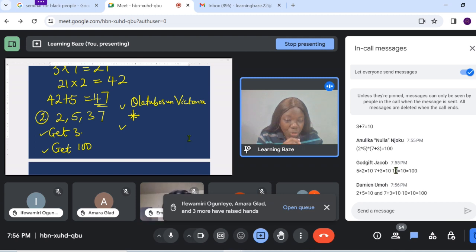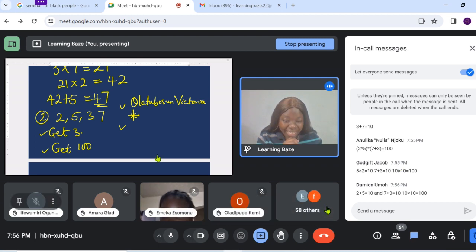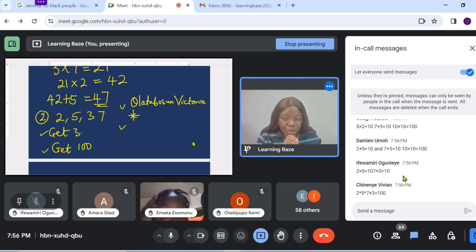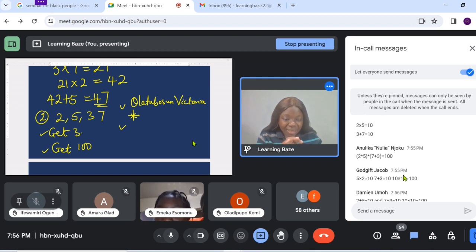This time I'm going to choose 2 people, the first 2 to type the correct answers. All right, we are getting 100. Others, I want you to think. How do you get 100 using 2, 5, 3, and 7?